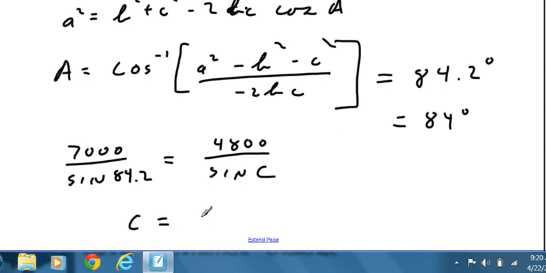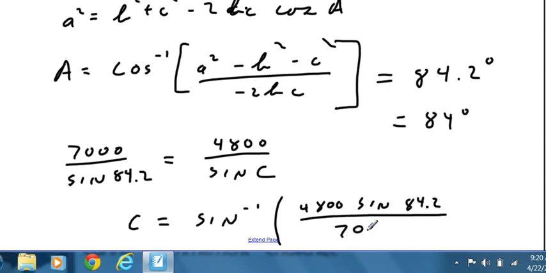So C is the arc sine of 4,800 sine 84.2 divided by 7,000. All right, so I'm going to go arc sine, 4,800 times the sine, second function answer, close parentheses, divided by 7,000, close parentheses, equal. So I'm going to have 43 degrees.